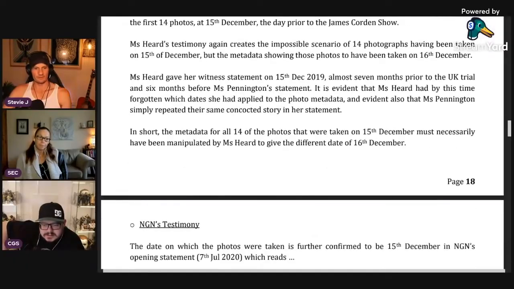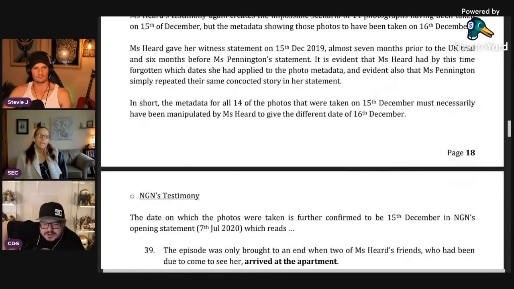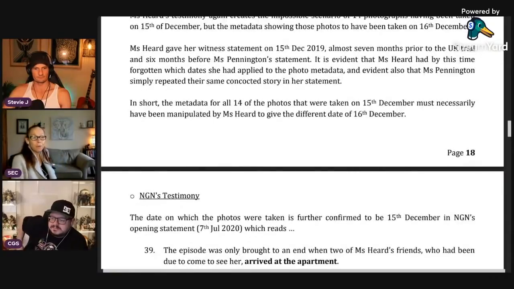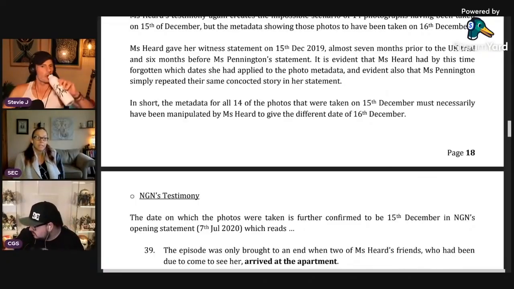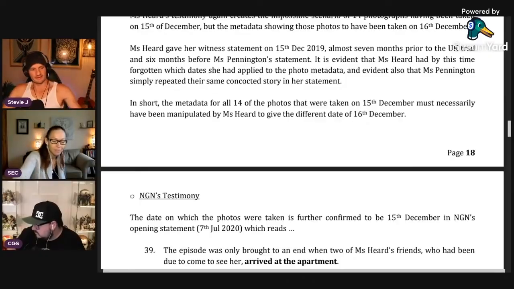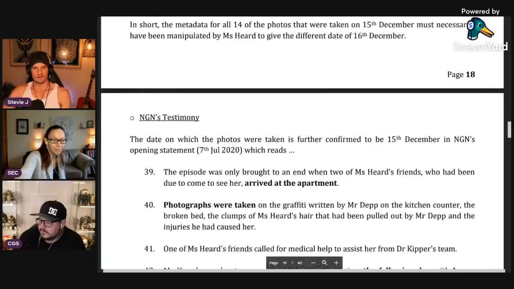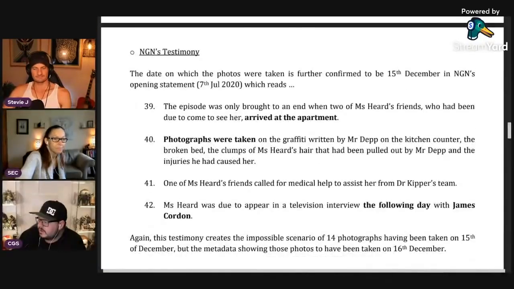Where did we get up to? In short, the metadata for all 14 of the photos that were taken on the 15th of December must necessarily have been manipulated by Miss Heard to give the different date of December 16th. Yep. Oh, this woman.